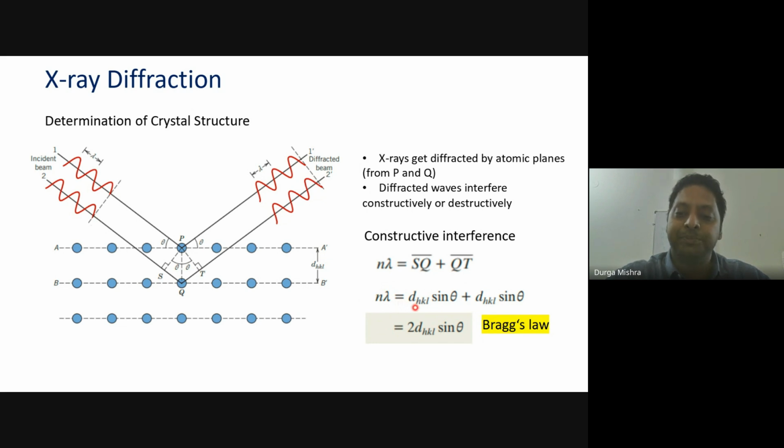So it will only happen if this d_hkl sine theta, for a given angle of incidence, your beam is incident at a certain angle theta. Now for that angle, you know what the path difference is, and if this path difference is equal to n lambda, we get a constructive interference. So that is what you write here as 2d sine theta equal to n lambda. That is what is known as Bragg's law. So if you want to see a constructive interference, that means maximum intensity after diffraction, this condition has to be satisfied.